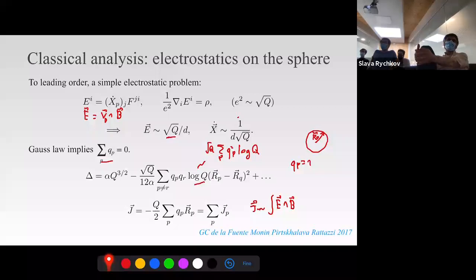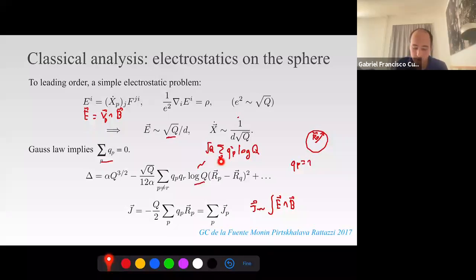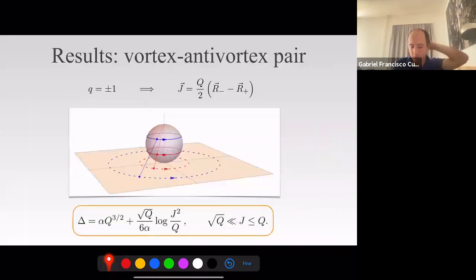So you stare a bit at these formulas, and the natural thing, as I said at the beginning, because of this fact, is to look at configurations with only two vortices and minimal charge. And this is a vortex-antivortex pair. The angular momentum is equal to the distance, and you find that this configuration is indeed convenient over the phonon when J is much larger than square root of Q and smaller than Q.